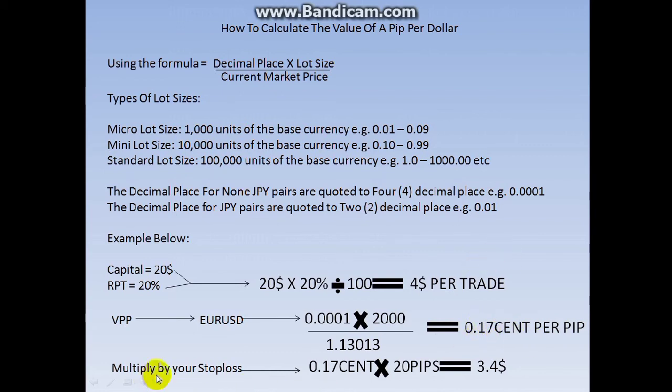Now multiply this by your stop loss, okay? So that will be 0.17 times our stop loss pips, which is our fixed stop loss of 20 pips. So that will be $3.4, okay?